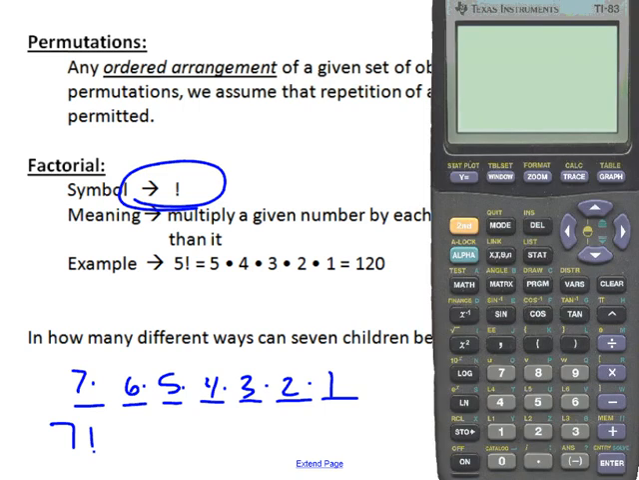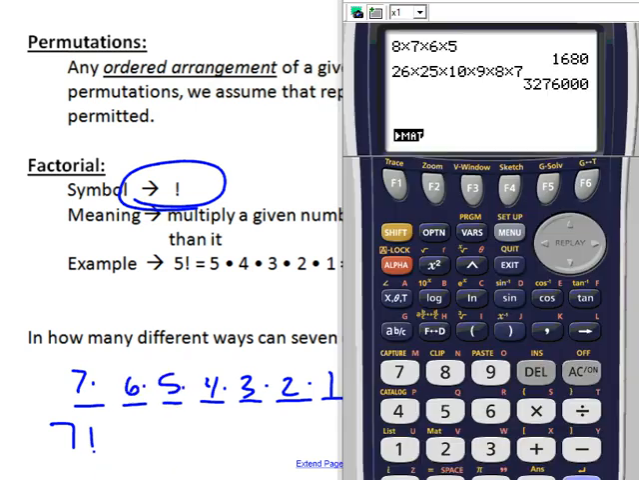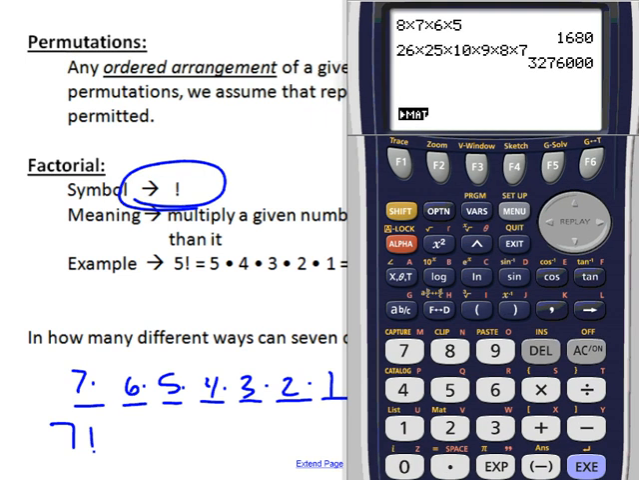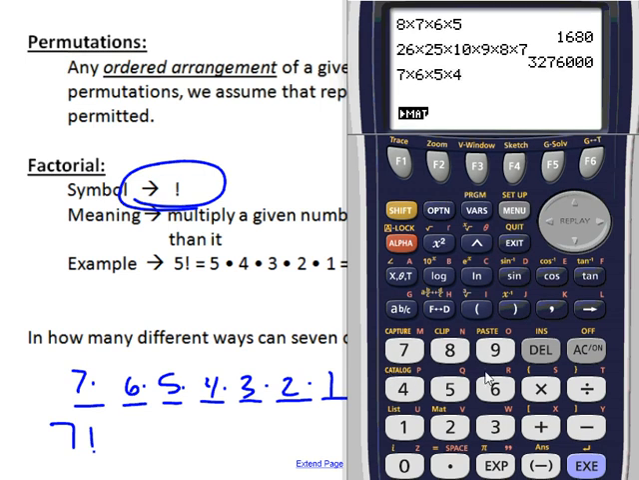And on your calculator, now let's go to this one. I like this one better. We can put all these on here and be like, well, let's do 7 times 6 times 5 times 4 times 3 times 2, oh man, times 1. Okay, got it, 5,040.